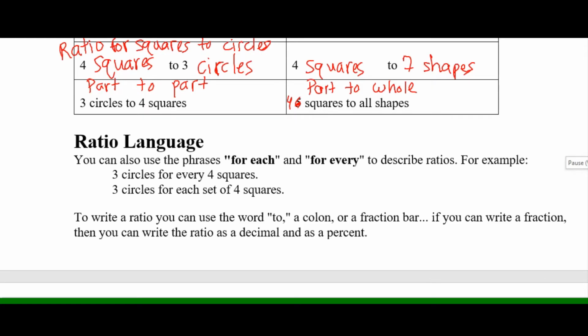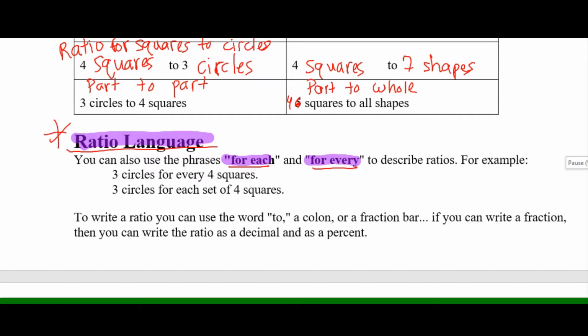So some ratio language that you can use. This is one of the important objectives. You can also use phrases like for each or for every. So highlight those. Those are really important phrases that you definitely want to know, because those do come up in word problems. To describe ratios, for example, you can say 3 circles for every 4 squares, or you can say 3 circles for each set of 4 squares.